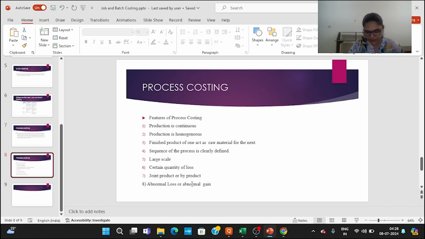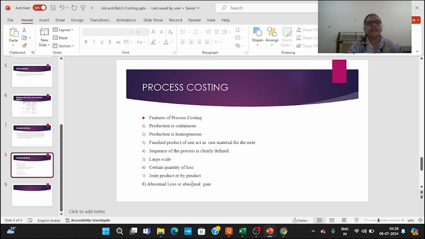Inter-process profit is also kept in consideration when output is transferred to the next process at market price. The concept of equivalent production is also recognized in process accounts. That is, those units which are at the stage of work in progress are made equivalent to completed units.